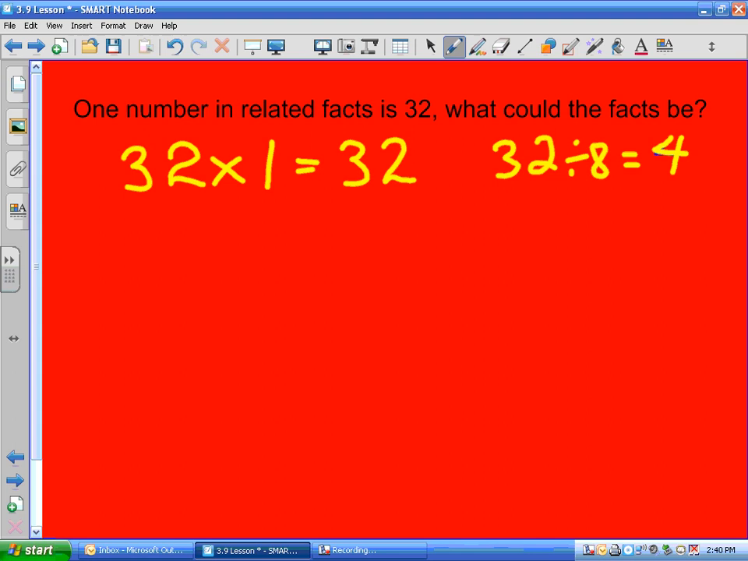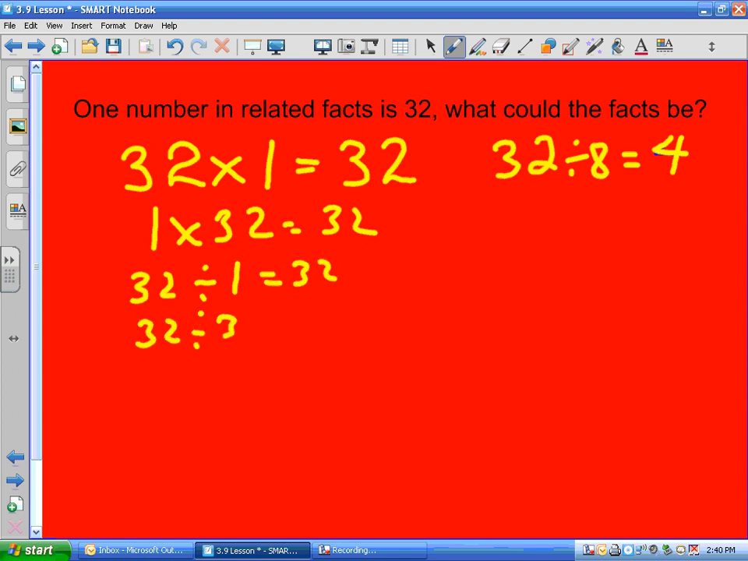So for example, over here I could have 1 times 32 is equal to 32. I could have 32 divided by 1 is equal to 32, and 32 divided by 32 is equal to 1. So there's one family using 32, 1, and 32. Now, the second one over here, 32 divided by 8 equals 4, that's a second family. It's a second possibility. It's still correct. It's just using more numbers.